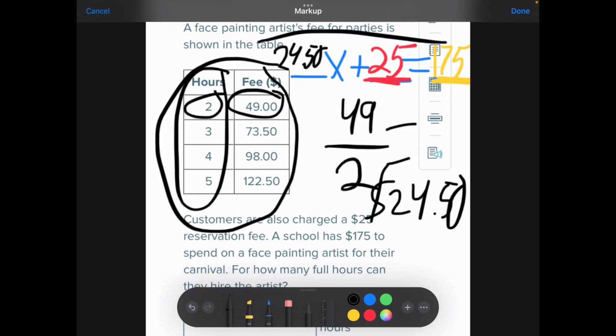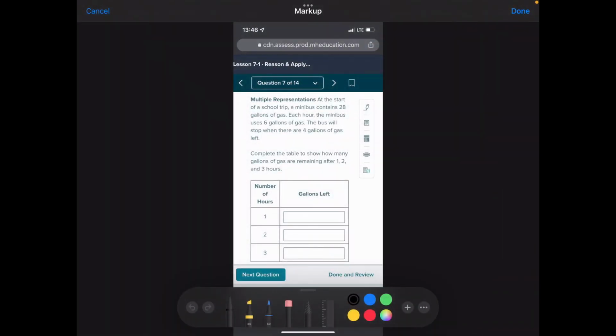I'm not going to do that because we just did it in question 1. You should be able to replicate it again in question 2. So I'm going to go on to another question. Okay, we're doing question number 7.